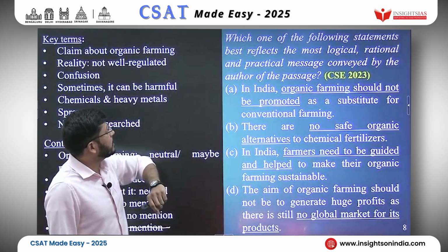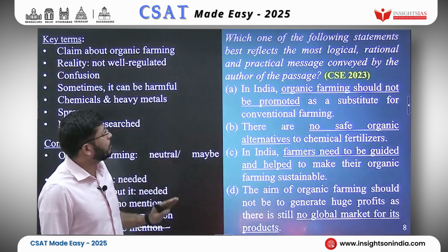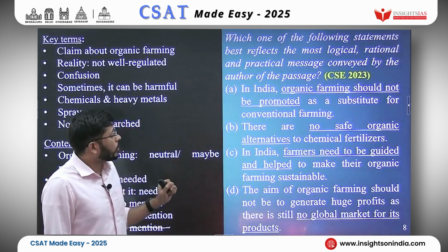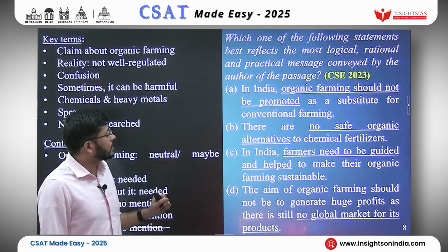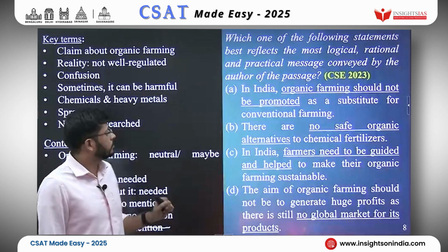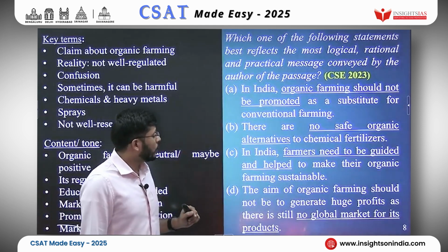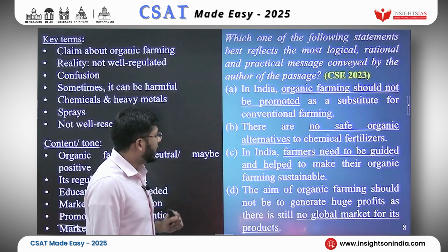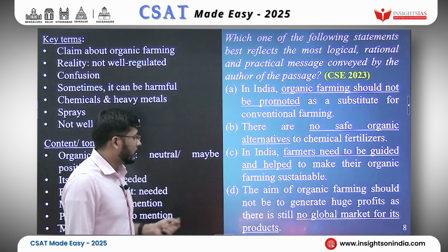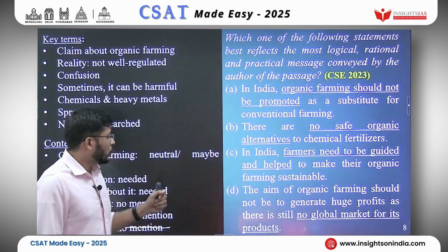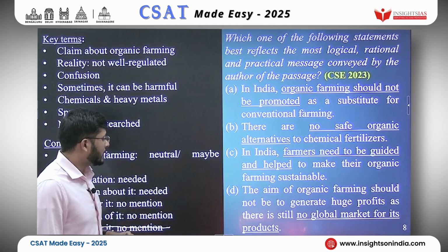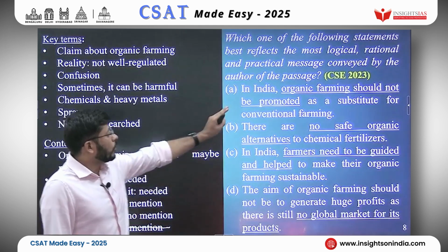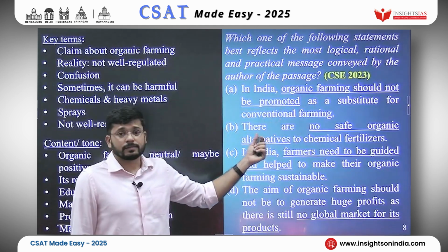Which one of the following statements best reflects the most logical, rational and practical message conveyed by the author of the passage? In India, organic farming should not be promoted as a substitute for conventional farming. There are no safe organic alternatives to chemical fertilizers. In India, farmers need to be guided and helped to make their organic farming sustainable. The aim of organic farming should not be to generate huge profits, as there is still no global market for its products. Okay. Now, look at the underlined words.